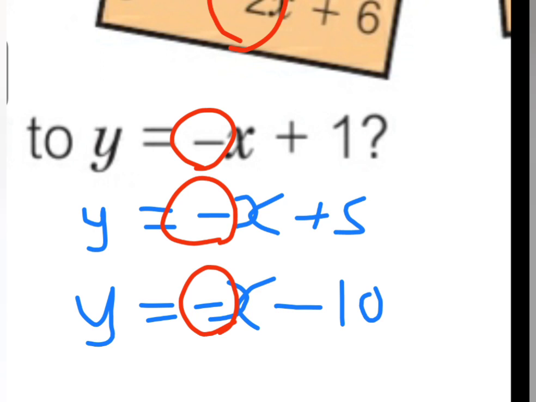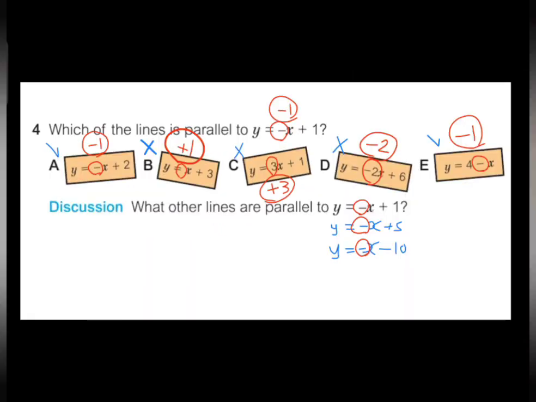So having the same gradient means parallel lines. And this is how you answer a question like this.